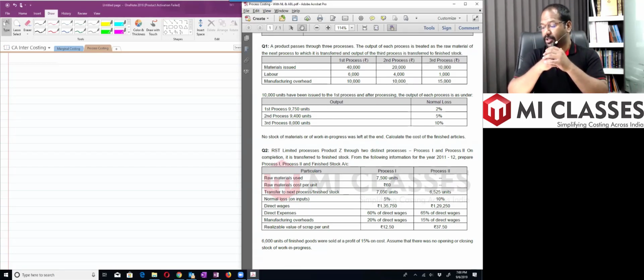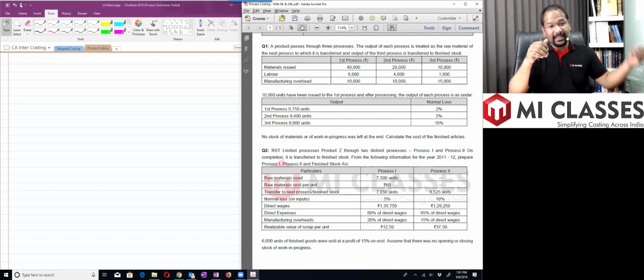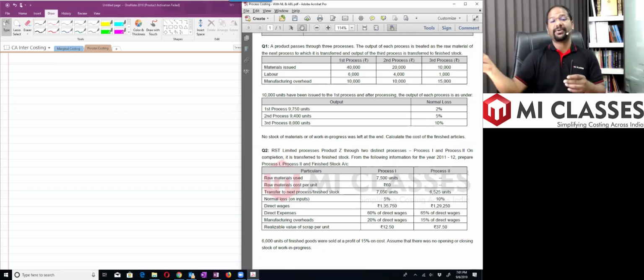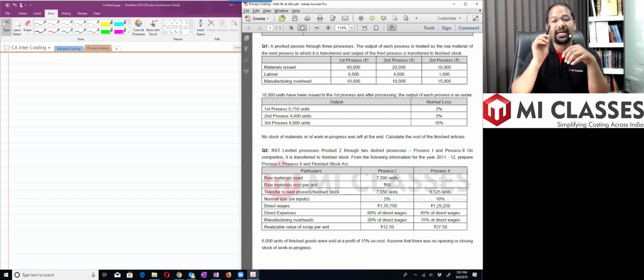10,000 units have been issued to the first process, and after processing, the output of each process is as under. Remember, I have issued 10,000 units as input. And how much is the output of the first process? 9,750 units. 10,000 has gone inside, only 9,750 has come out, means 250 units have been lost during the first process. Similarly, in the second process, 9,400 units have come out. But how much was the input of the second process? Remember, output of the first process will become input of the second process, and output of the second process will become input of the third process.